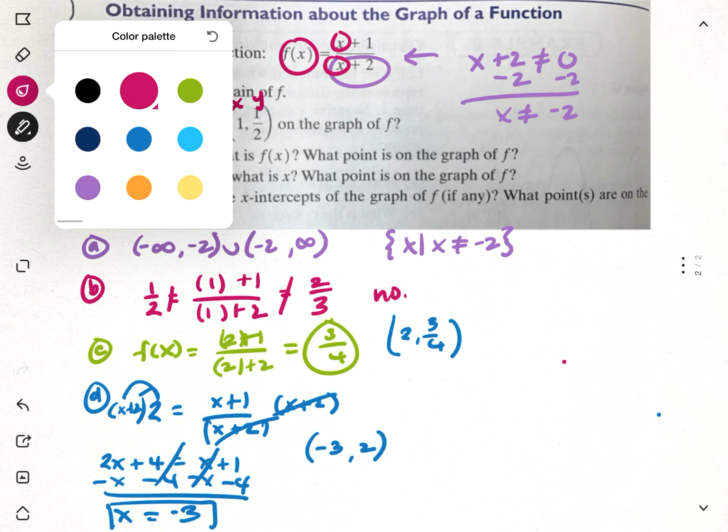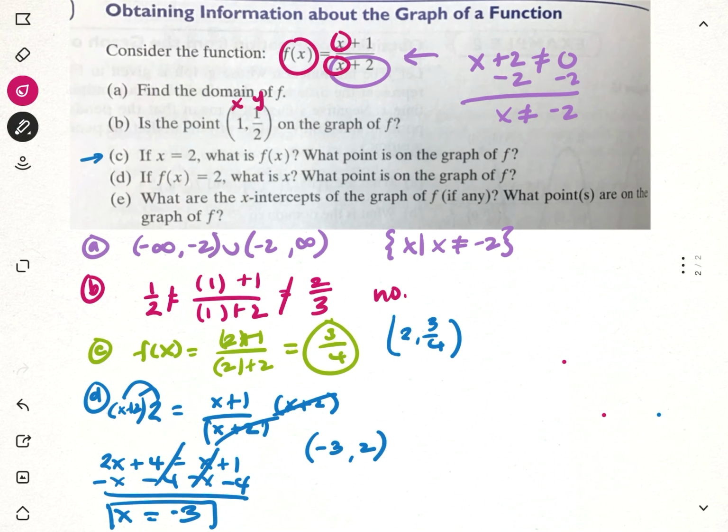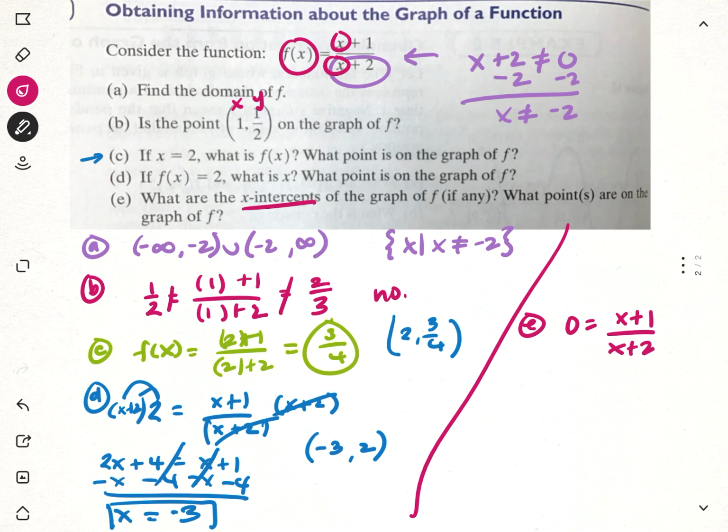And then the last thing it's asking us is, what are the x-intercepts? So remember, x-intercepts are when f of x equals 0. So for E, when we're looking for x-intercepts, we're going to set f of x equals 0, or the y equal to 0. And then what we're going to do is we're going to go ahead and solve this. So we don't like this x plus 2 in the denominator either for this one.